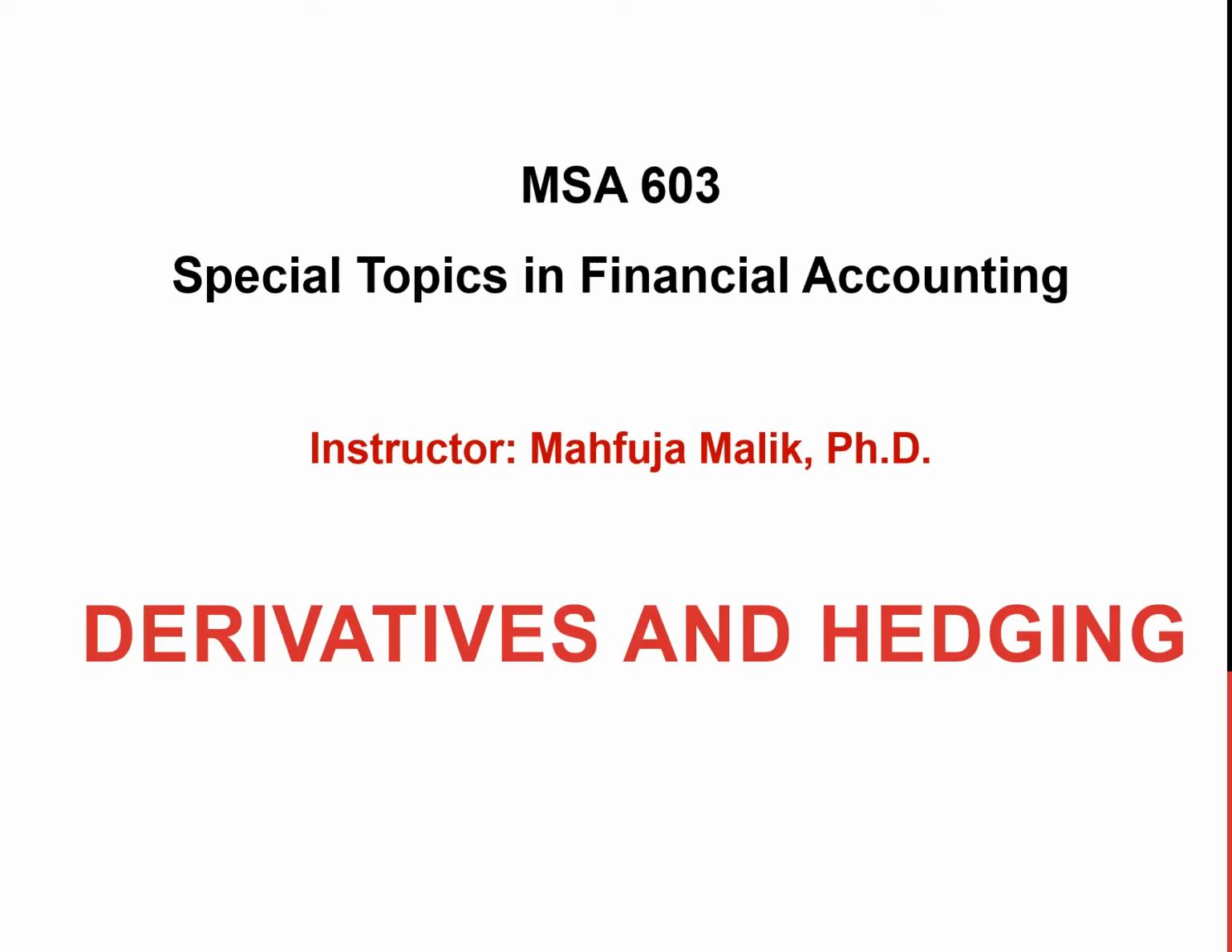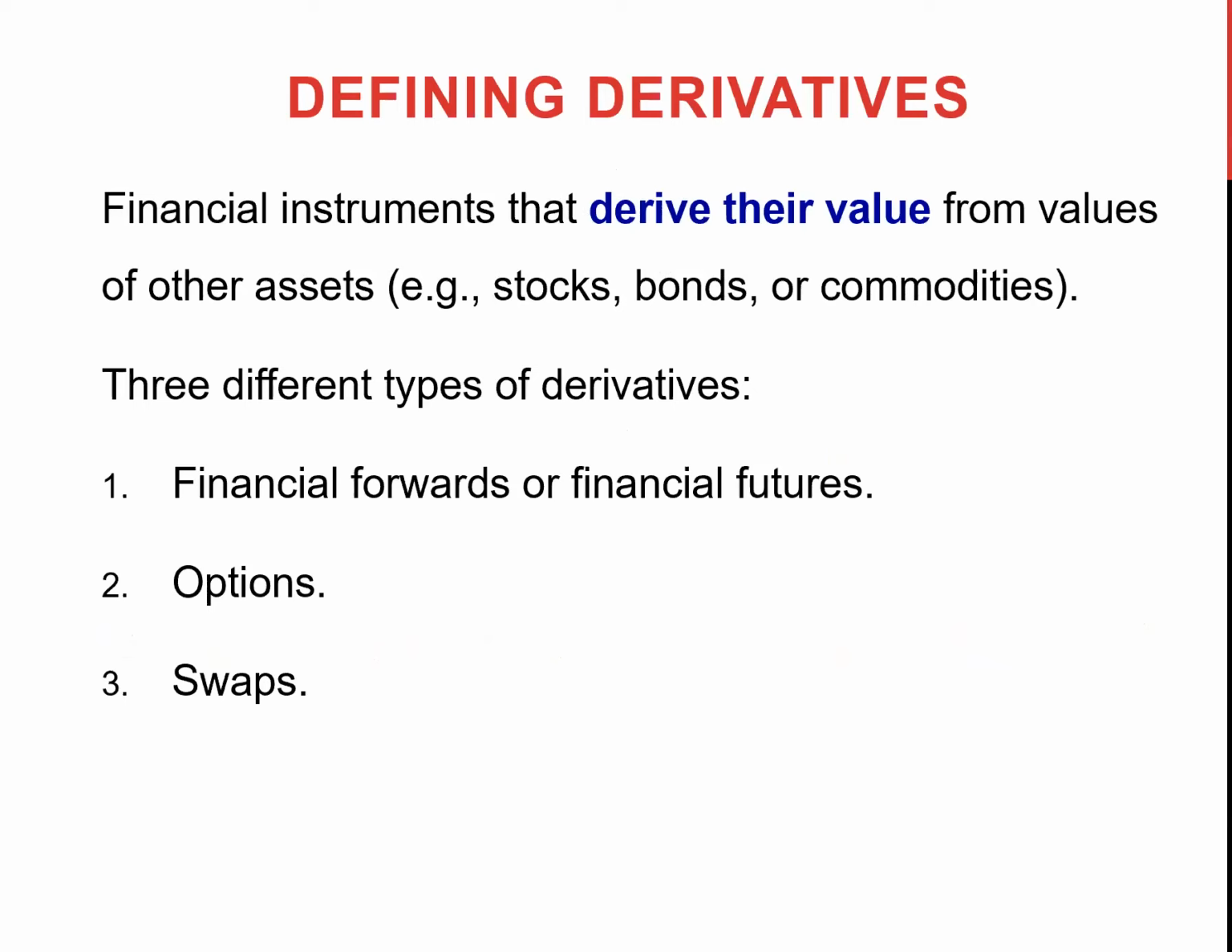This week we will learn about derivatives and hedge accounting. Today's business world is very globalized and complex. Businesses need to face different uncertainty, risks, and volatility, but no business likes to face those uncertainties, and that's why businesses invest in a special type of financial instruments known as derivatives. These derivative instruments help businesses deal with the uncertainty, risks, and volatility.